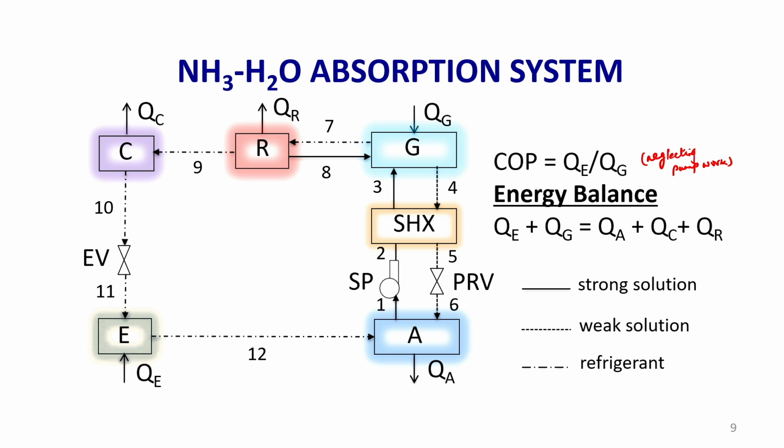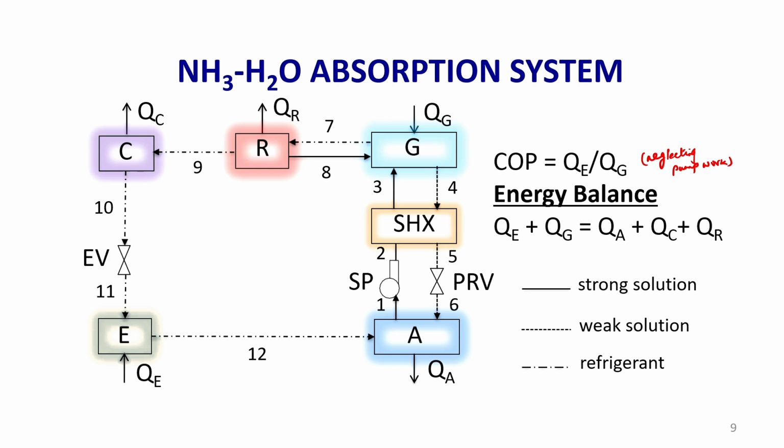The low pressure refrigerant vapor, which is ammonia vapor, comes out of the evaporator and goes to the absorber. If you see the vapor compression system, the vapor from the evaporator goes to the compressor. Here the vapor from the evaporator goes to the absorber. Now, the absorption process takes place. Here at point 3 the concentration X3 is 0.35.